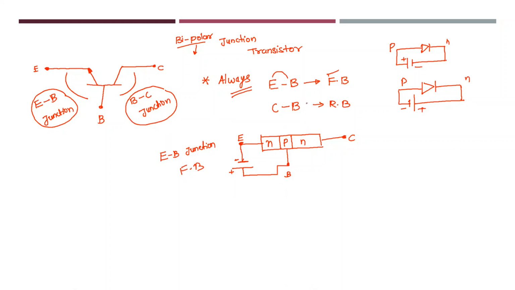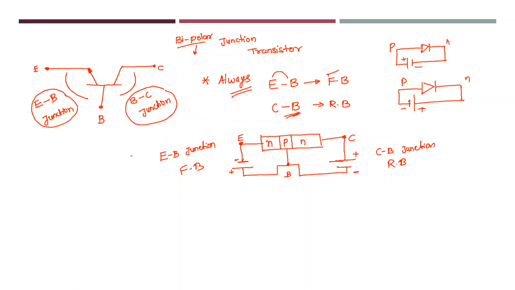And what is the next condition? Collector base junction should be reverse bias. Means see here N type is there. For this to be reverse bias, we have to connect it to positive terminal. Negative side is connected to positive terminal, and positive side will be connected to negative terminal. So here collector base junction will become reverse bias. Hope you are understanding this.